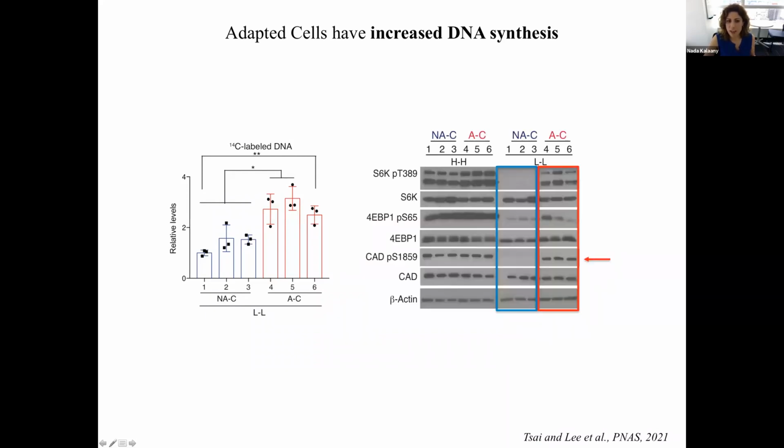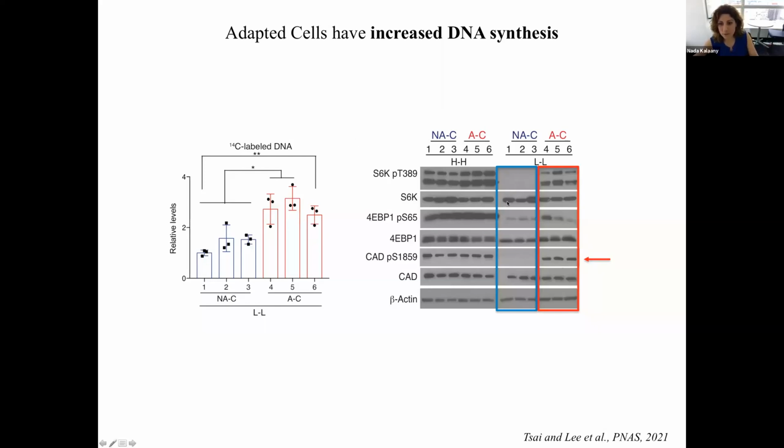Because we know that mTORC1 signaling can affect synthesis of pyrimidines, this is the work of Brendan Manning, through its direct substrate, S6K. When S6K is active and phosphorylated, it can activate and phosphorylate the rate-limiting enzyme for pyrimidine synthesis, that is CAD, and it phosphorylates it on serine 1859. And so we wondered whether mTORC1 was active to explain this phenotype that we're seeing in the adapted cells.